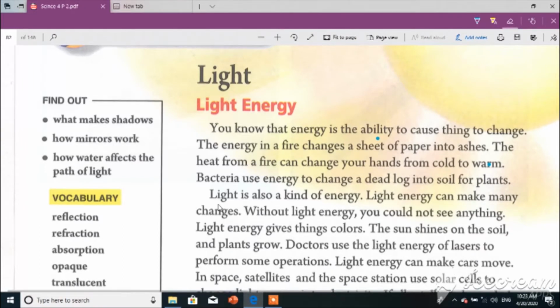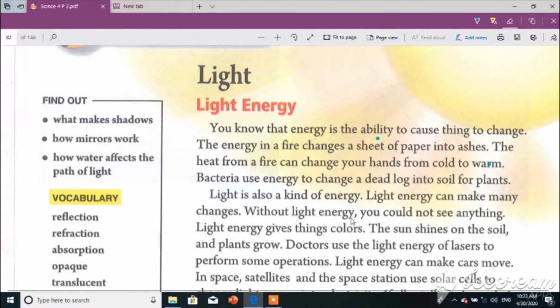Students, remember and memorize this point. It's very important. Light is a kind of energy, a form of energy. Light energy can make many changes. Let's see what changes light energy can cause.